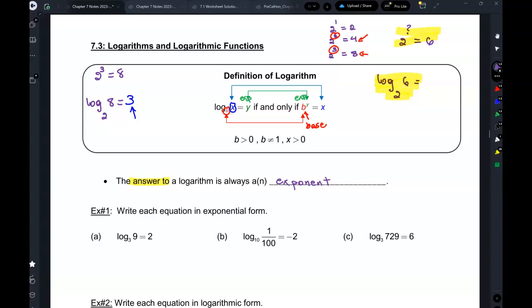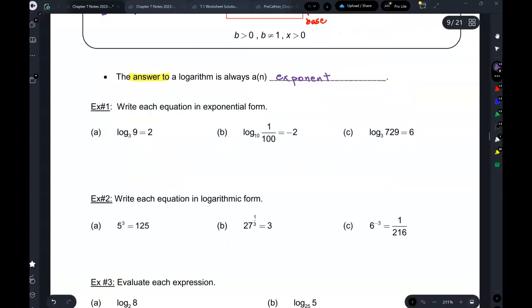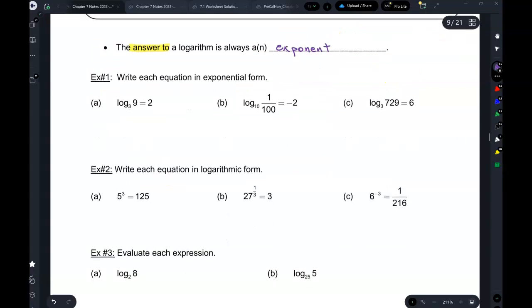Just like in this example here, log base 2 of 8 is 3. It's the exponent that we're looking for. So what is the answer to a logarithm? It's an exponent. What is a logarithm? It's an exponent. That you need to know. If somebody taps you on the shoulder when you're walking down the street and says, hey, what is the answer to a logarithm? What do you say? Exponent. Awesome.